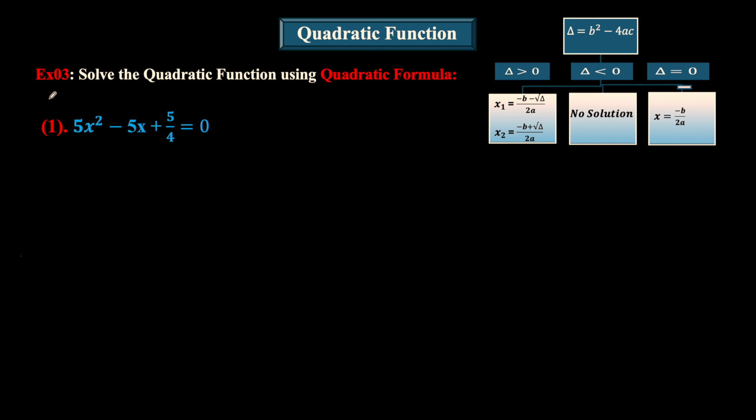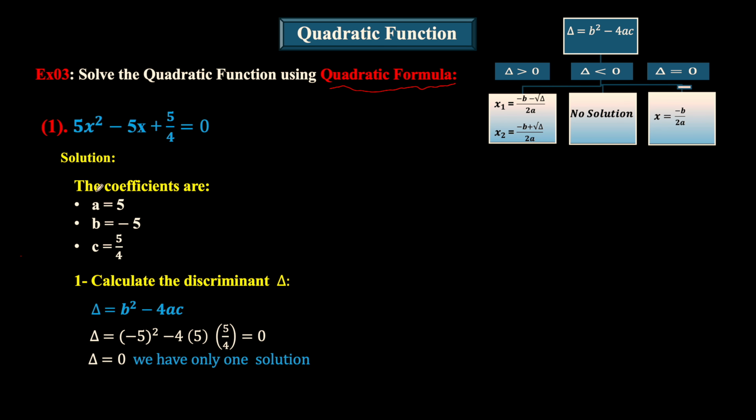Let's see our third example. Solve the quadratic function using quadratic formula. Here also it says explicitly use quadratic formula. We'll use this formula again. So before starting, as we said, we define our coefficients. A is equal to 5, b is equal to minus 5, c is equal to 5 over 4.